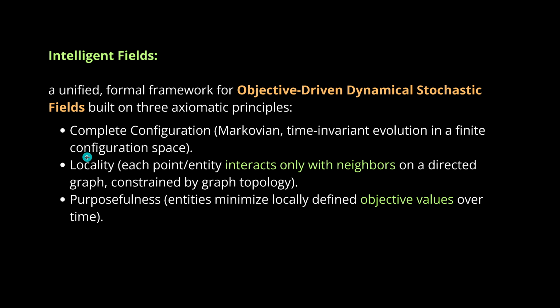And we have a locality. And this is beauty because we will have local features and they will interact only with their neighbor. Let's say on a directed graph, if we build a Hamiltonian space on a graph structure, it will be just constrained by the graph topology that we will implement here. And in plus, and this is the most powerful idea, the most beautiful, the most elegant idea, purposefulness. And this is exactly what I meant here with objective functions or defined objective values.